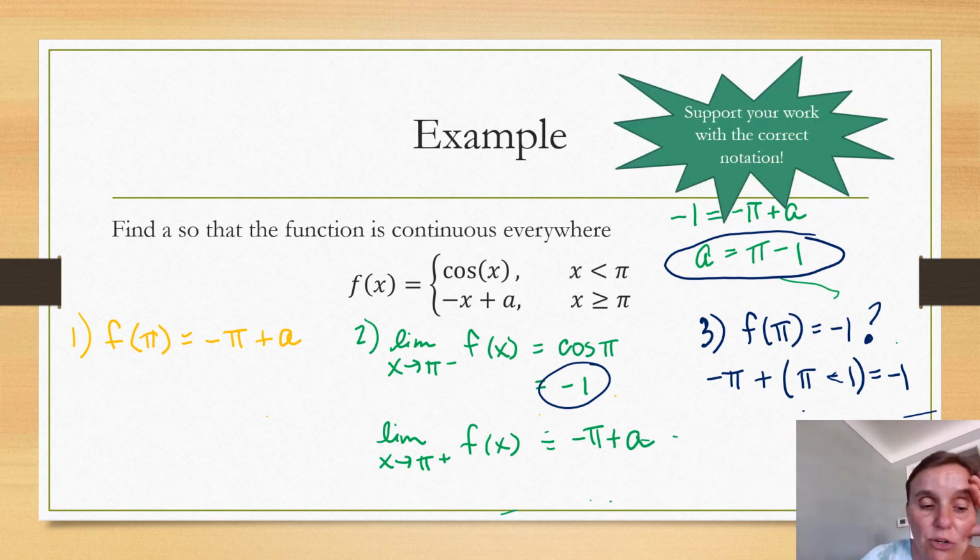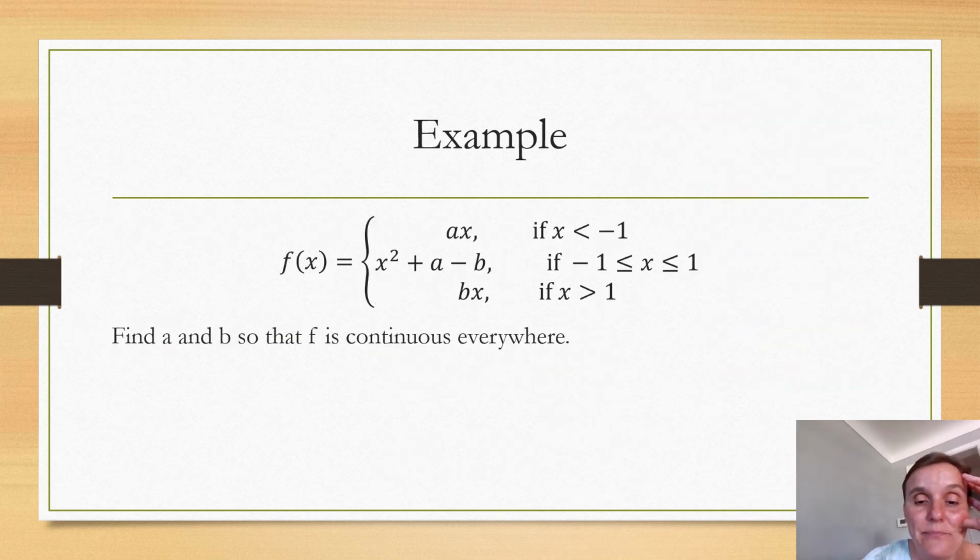Make sure you're supporting your work with the correct notation. Make sure you show that you're doing limits here. Don't just say cosine of pi equals negative pi plus a, because I don't know where those came from. All right. I would recommend that you try this one without me, and then I'll talk through it.